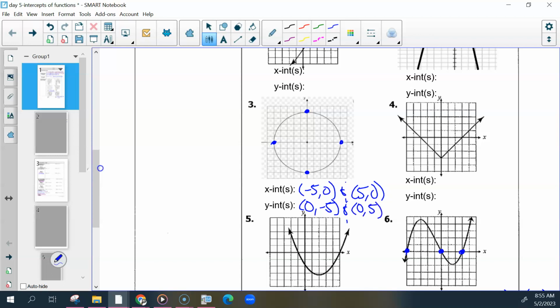So the most important thing is making sure you have the order right. For x-intercepts, 0 comes last. For y-intercepts, 0 comes first. Any others on this page we want to see, do, go over, review? If not, move on to the next page.